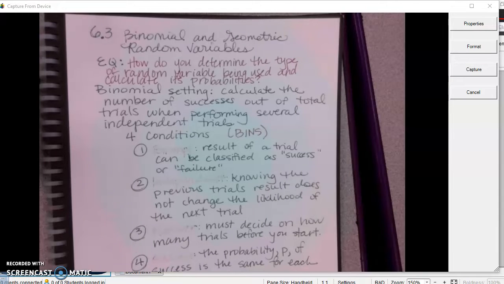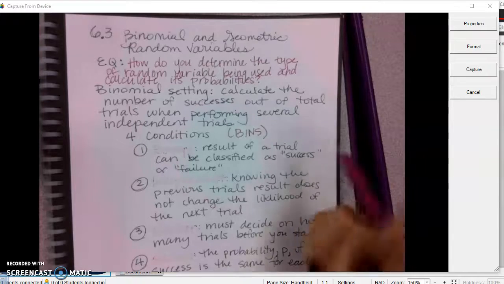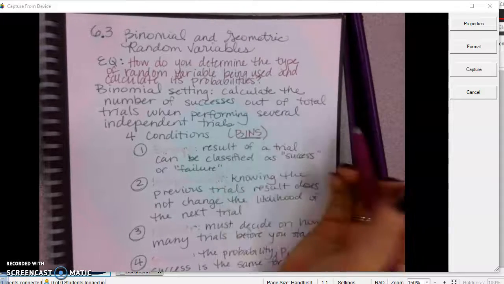In a binomial setting, if you think about something being binary, you have zeros and ones, and so you have two different outcomes. Okay, so a binomial setting calculates the number of successes out of a total number of trials when performing several independent trials. And we have four different conditions. These are our BINS, is what you have to remember to look for.